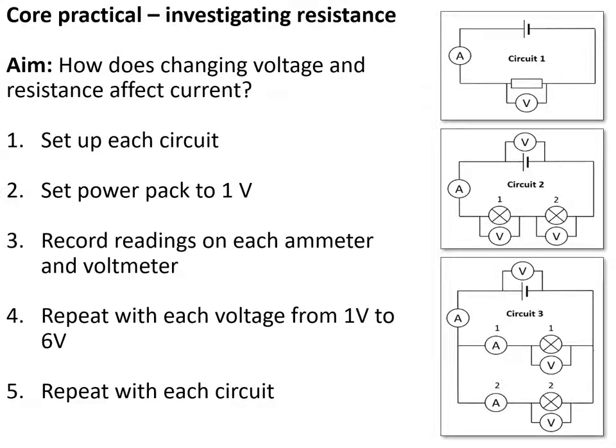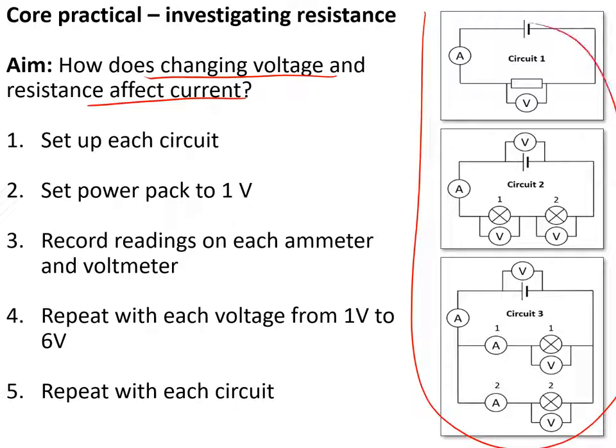In the core practical investigating resistance, we investigated the question: how does a change in the potential difference and resistance affect the current? To do this, we set up each of these different circuits: a standard circuit with a resistor, one with 2 bulbs in series and one with 2 bulbs parallel to each other. We had a power pack, set it to 1 volt and recorded the readings on the ammeter and the voltmeter, then repeated it with each voltage going from 1 volt up to 6 volts, and repeated that with each of the circuits.